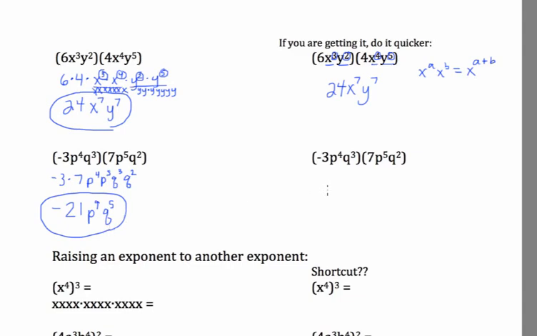Again, do it quicker if you're getting it. Negative 3 times 7, negative 21. 4 and 5, I can add those, P to the 9th. 3 and 2, I can add those, Q to the 5th.